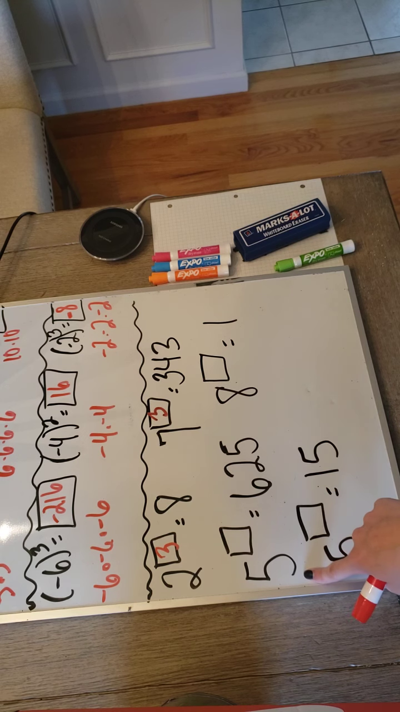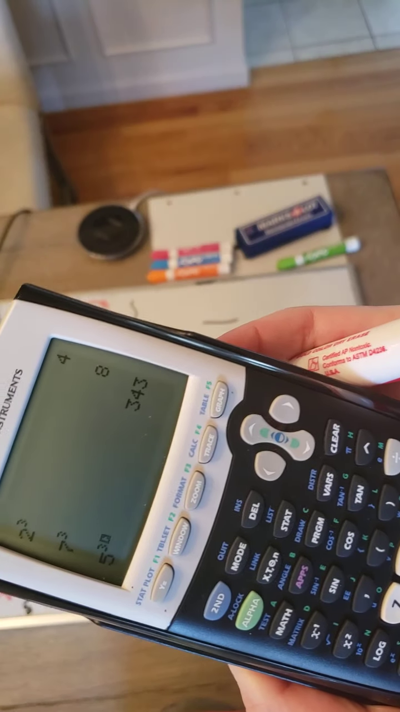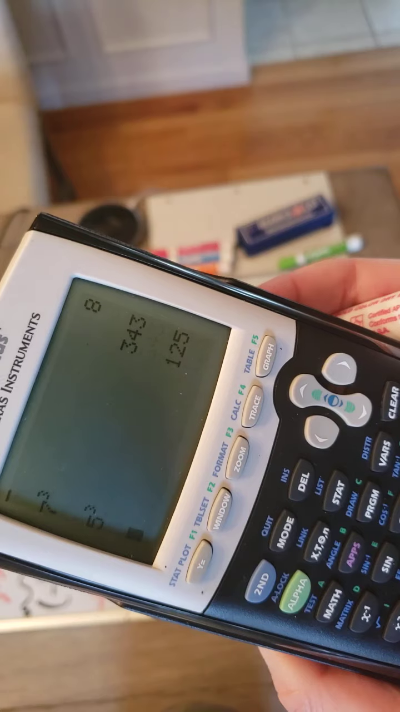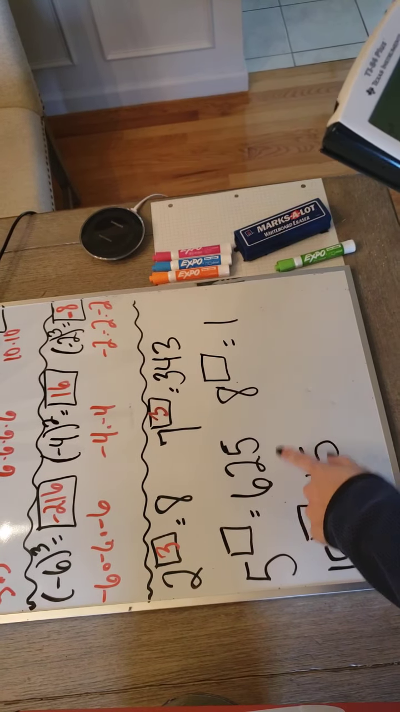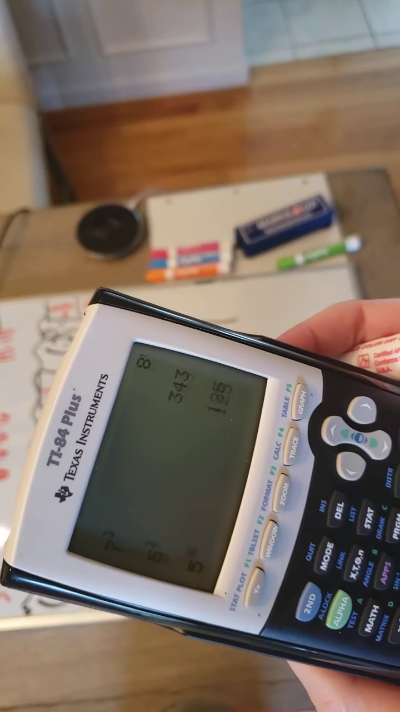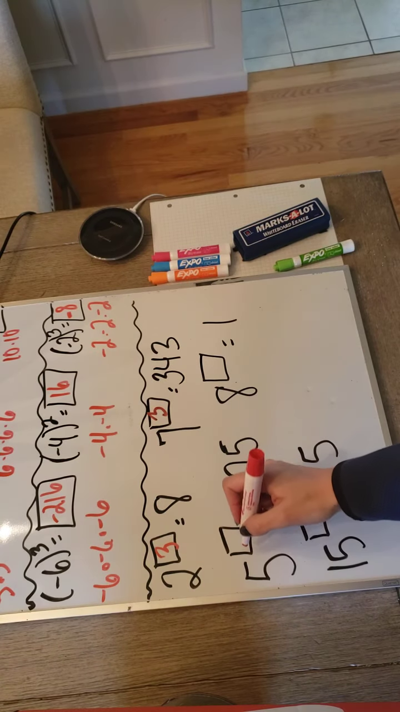Now I have 5 to some power equals 625. I know 5 squared is 25. Let's try 5 to the 3rd. Since 3 seems to be a lucky number, we get 125. So that doesn't match. So let's go up another exponent. 5 to the 4th, we get 625.